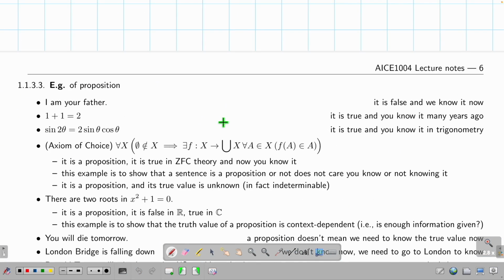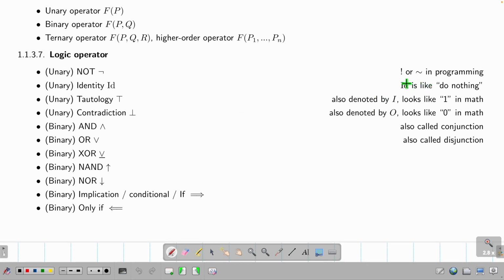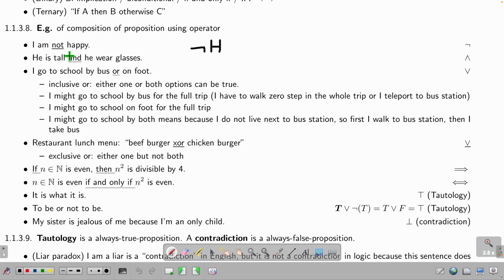And then from the previous page, you have another way to write it. In programming languages, you cannot draw this funny symbol, so you use an exclamation mark or this symbol to do negation. So this is like what? This is like a negative in numbers, okay? And then here's another example.